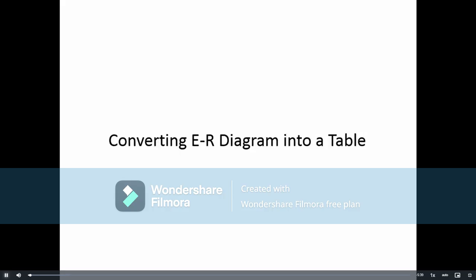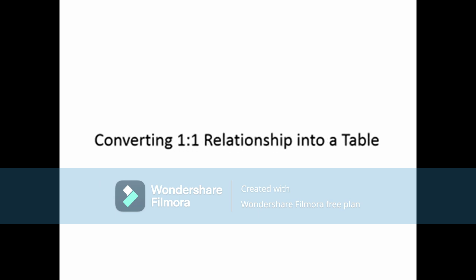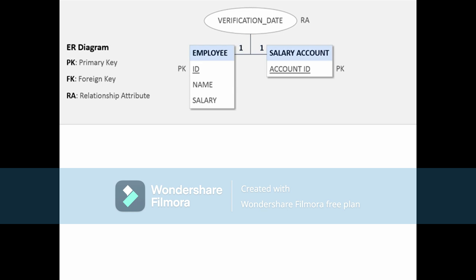ER diagram is useful for visually representing a database design. But to work with real databases, we need to see ER diagrams as equivalent tables. Let's see an example of converting a one-to-one relationship into a table. On the top, we see the ER diagram for a one-to-one relationship between employee and salary account.